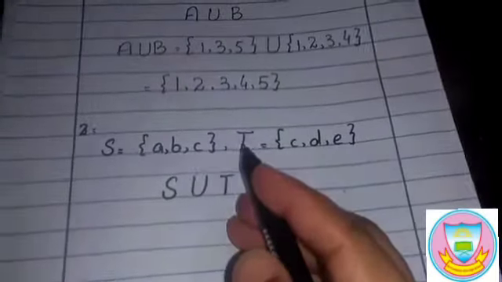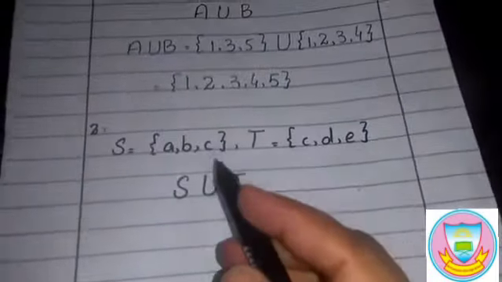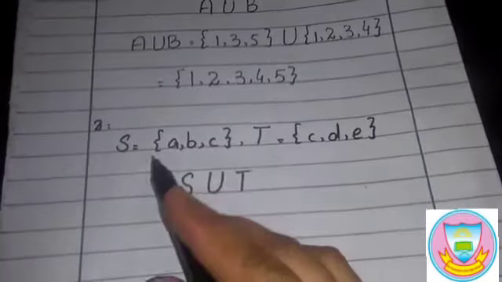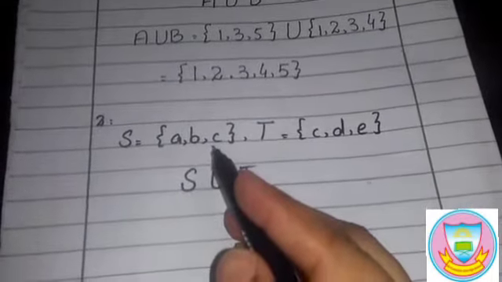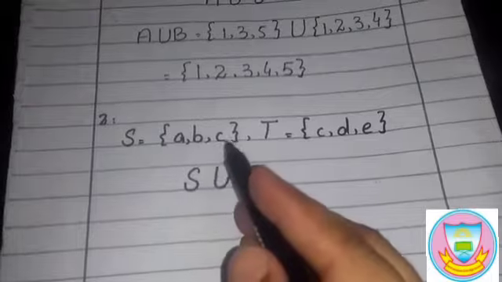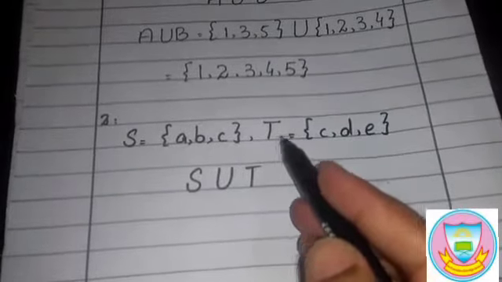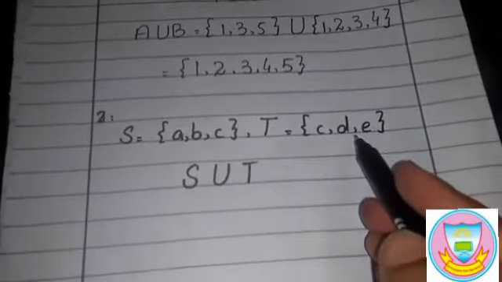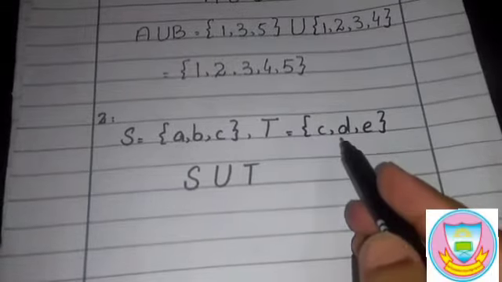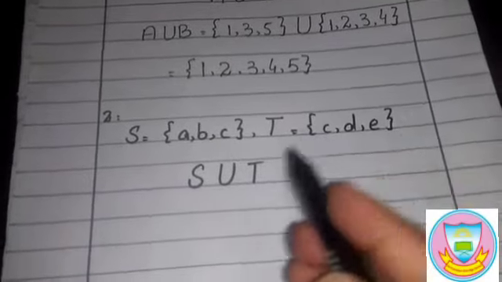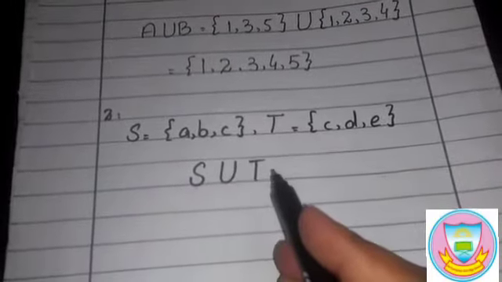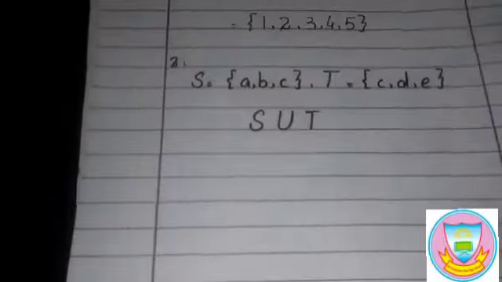Okay student, this is our second question. In this question there are two sets: set S which has 3 small letters of the alphabet a, b and c, and set T which has three small letters of the English alphabet c, d and e, and we find S ∪ T. Okay, now let's solve the question.